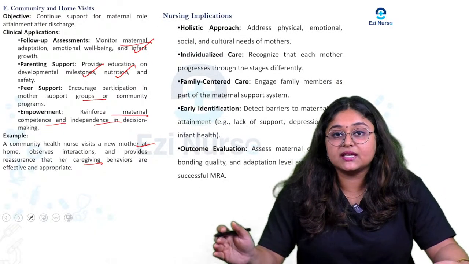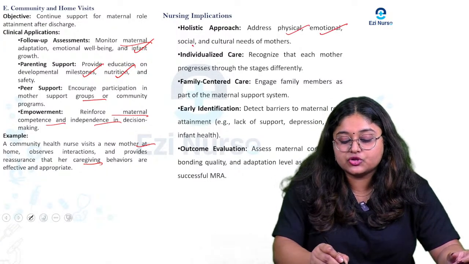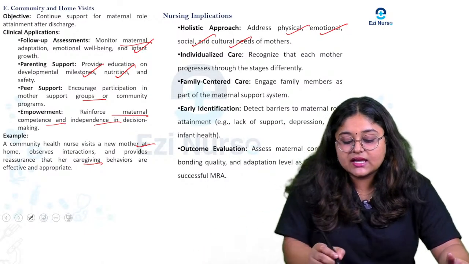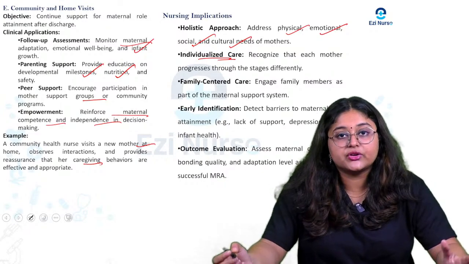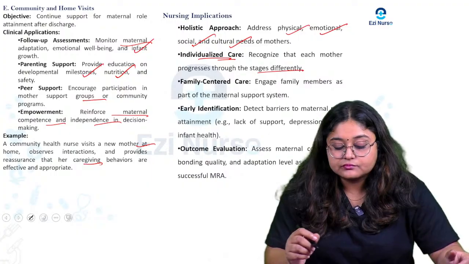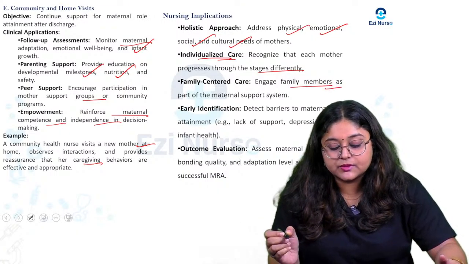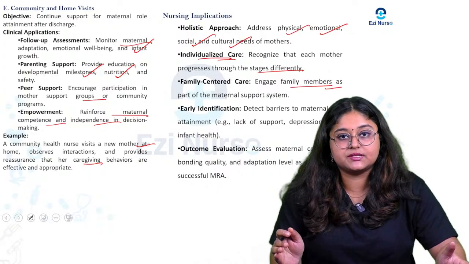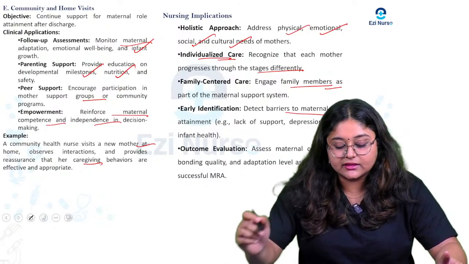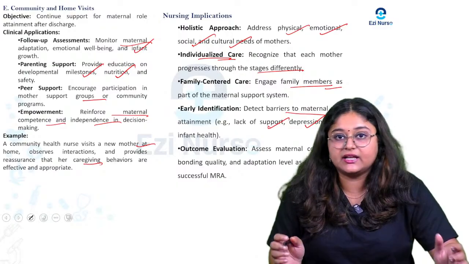Now come to the nursing implications. In this holistic approach, we have to address the physical, emotional, social, as well as cultural needs of the mothers. Next is individualized care. We have to recognize that each mother progresses through the stages differently. Next is family-centered care. We have to engage the family members as part of the maternal support system. Next is early identification. We have to detect the barriers to maternal role attainment, for example lack of support, depression, poor infant health, etc.